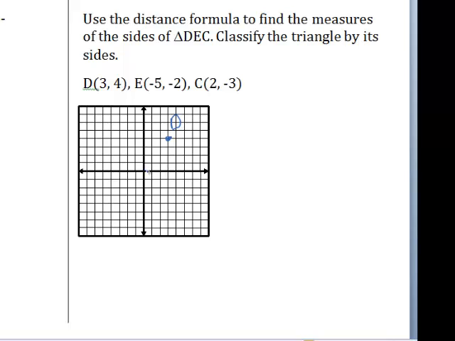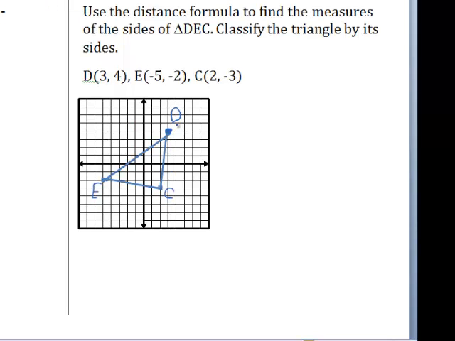Then I've got a point at -5, -2. Put a point there, and that's point E. And then I've got the point C at 2, -3. There is our point C. And then you can draw in the triangle. So there we have our triangle DEC drawn in.